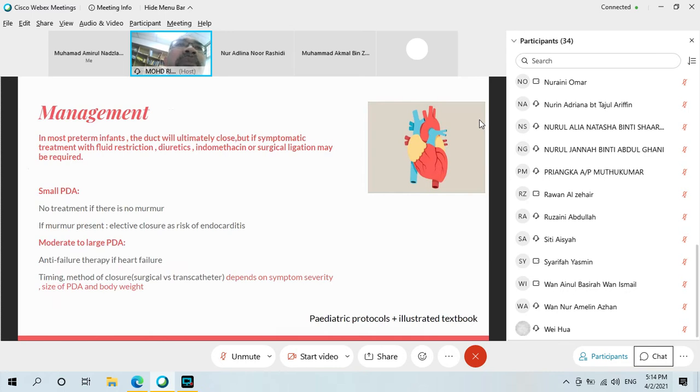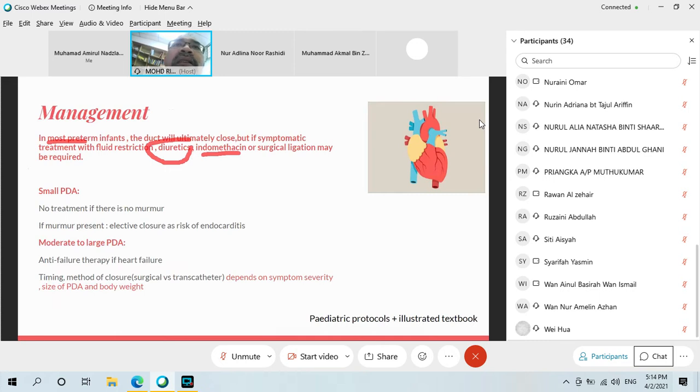Okay, in preterm, treatment: indomethacin, an NSAID, and ibuprofen, similar to indomethacin. And now the latest one is paracetamol. Medication to close PDA is only applicable for preterm babies. There is no role for this medication in term babies. In term babies, if it is not closed, we need to close it surgically or by device closure.